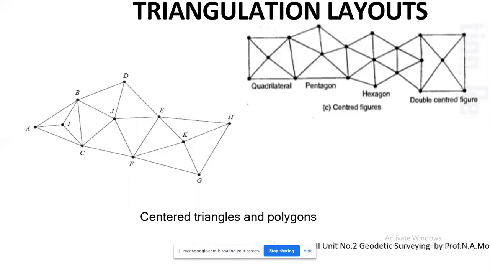Next one is central triangle and polygons. These figures are also used to cover area, and give satisfactory results in flat countries, where the nature of the ground is flat. In that case you can go for central figures. The figure might be a quadrilateral, pentagon, hexagon, or a double centered figure.